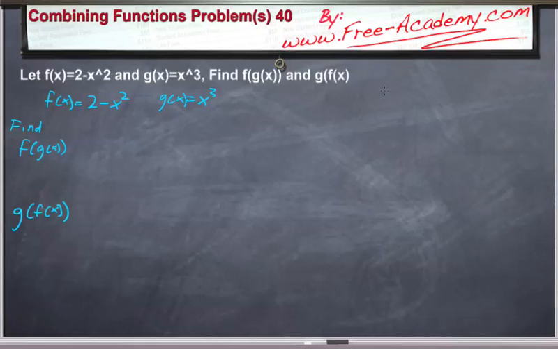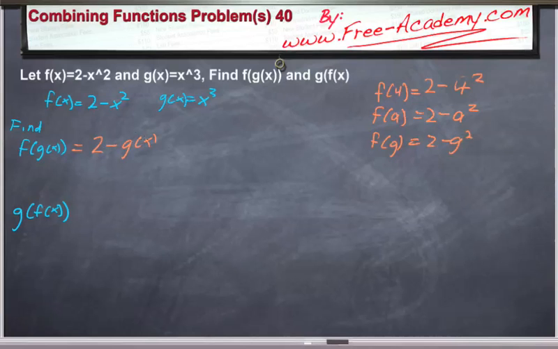Now the analogy I like to use, if we were to find f of 4, we would simply put 4 for wherever we had x in the equation here. So, f of x equals 2 minus x squared, f of 4 equals 2 minus 4 squared. Or if we were to find f of a, we'd find 2 minus a squared. And if we were to find f of g, it would be 2 minus g squared.